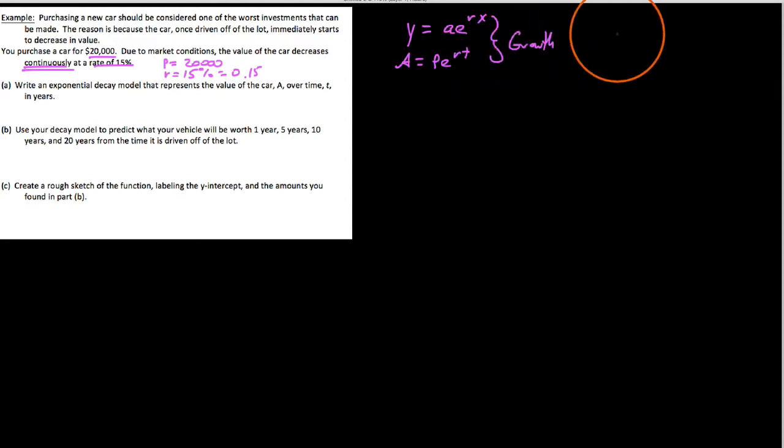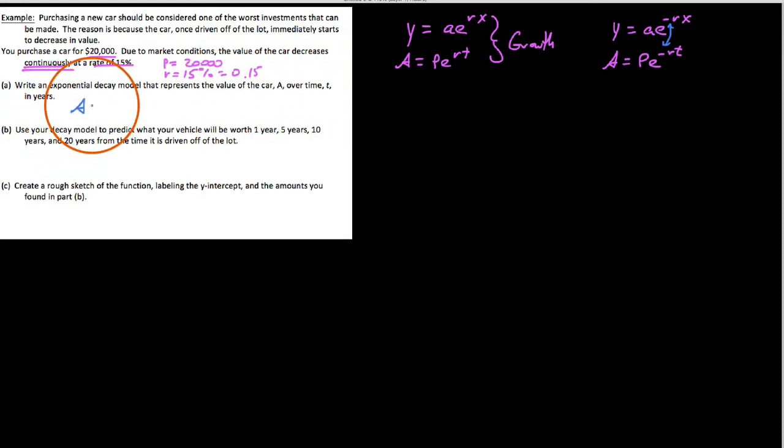Recall that decay, in this case, is going to be anything that has a negative in front of its rate. So we would say in this case we are going to be writing Pert, but we say a negative in front of its r value. So our rate is certainly positive, but we put a negative out front on purpose to cause this to be decay. So what we want to do is identify that first and then say, well, write an exponential decay model that represents the value of this car A over time t in years.